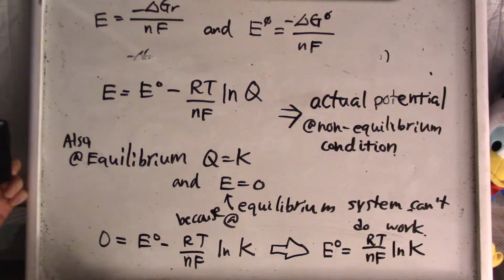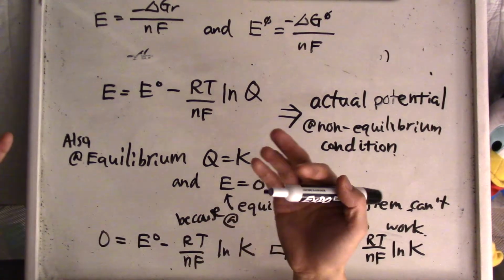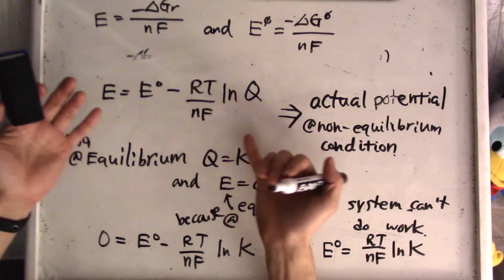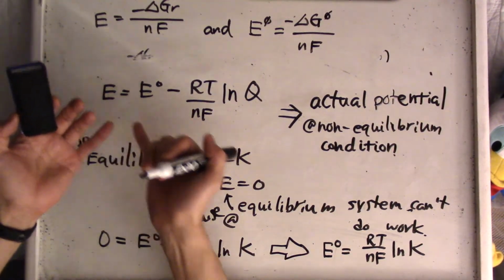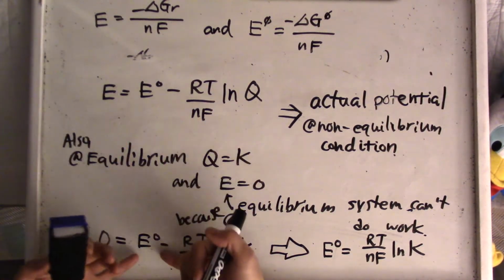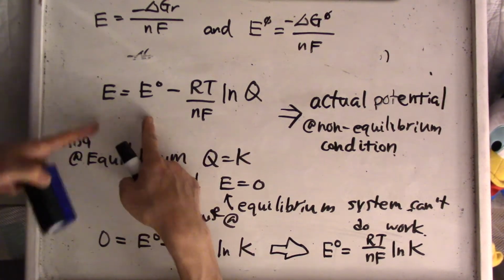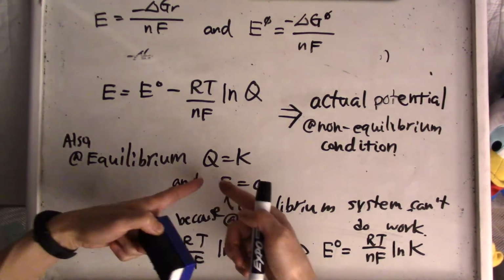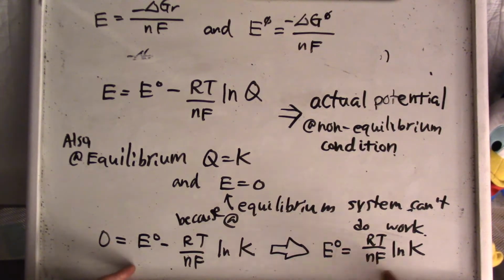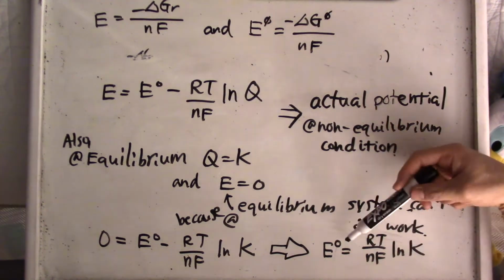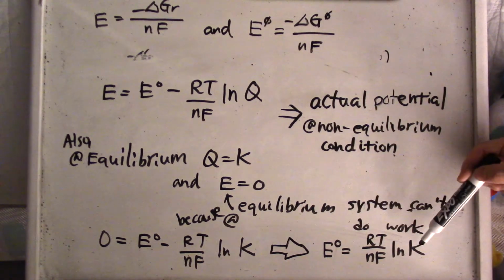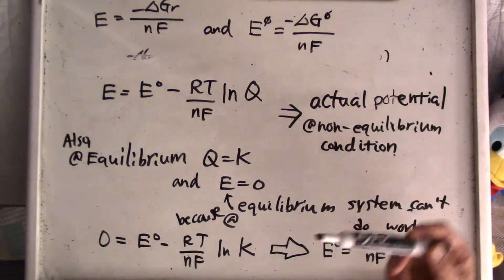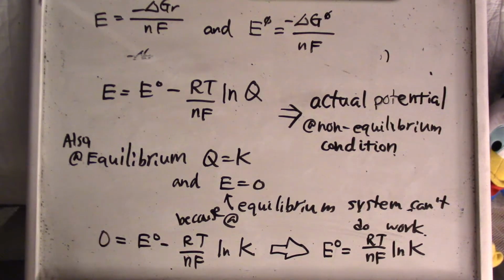Delta G is related to E. E is also related to E0 in non-equilibrium conditions, but also at equilibrium, Q is equal to K. So that means the standard cell potential is related to the equilibrium constant. Man, it's like all related. How cool is that?